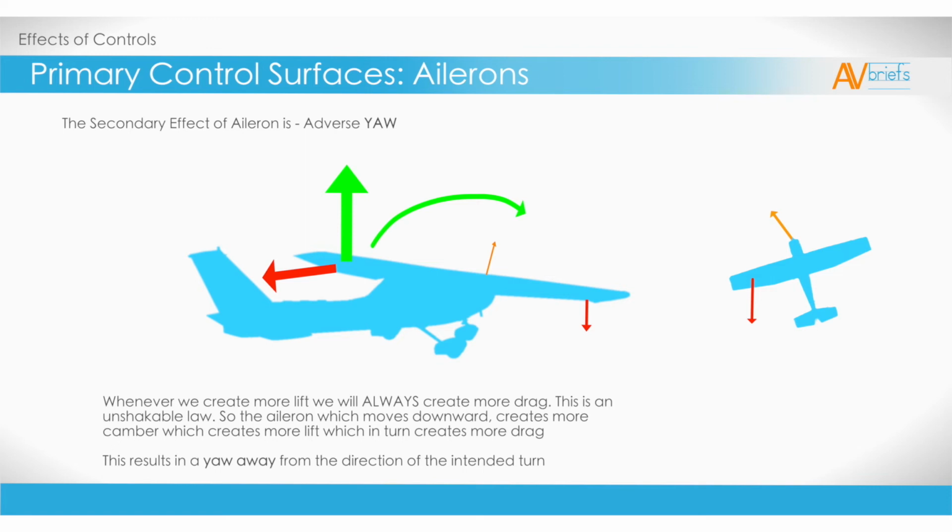On the diagram on left, you can see the green indicating the increased lift and the desired direction of turn to the right. On the diagram on right, you can see the red arrow indicating the extra drag created. The orange arrow shows the yaw of the nose, to the left. This is far from ideal when you are wanting to turn to the right.